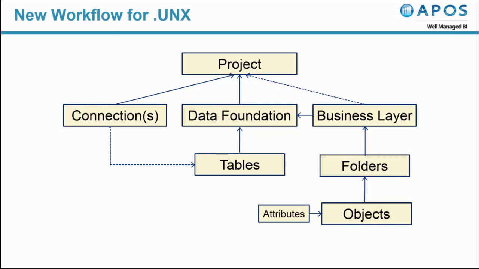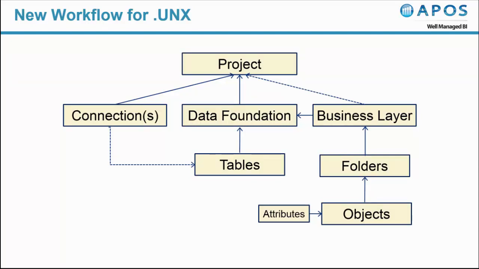Then we have the business layer itself. The business layer provides the ability to create a unique view of the universe, utilizing specific folders or classes and their objects. List of values parameters can be created here. So these lists of values and parameters that are here are going to be unique to that particular business layer. And we can also create queries and save those queries with the business layer so that we have access to them again.